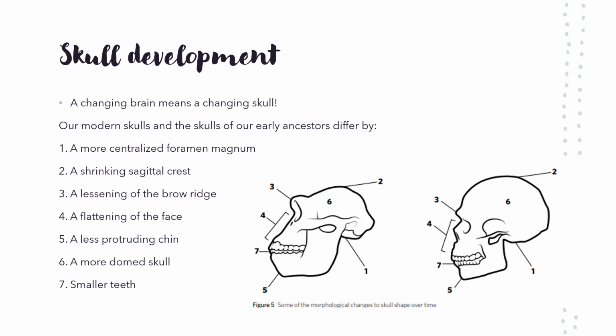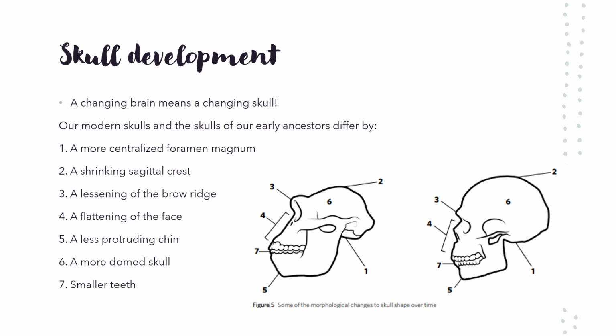And then, of course, our skull development as well. If our brain is changing size, that obviously means that our skull had to change as well. The selection pressure in this scenario was actually our change in brain size, because if our brain couldn't fit in our skull, obviously that's not going to work. So our skull has also evolved with our brain size.